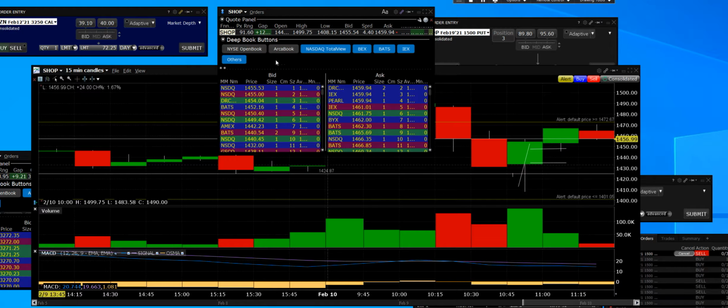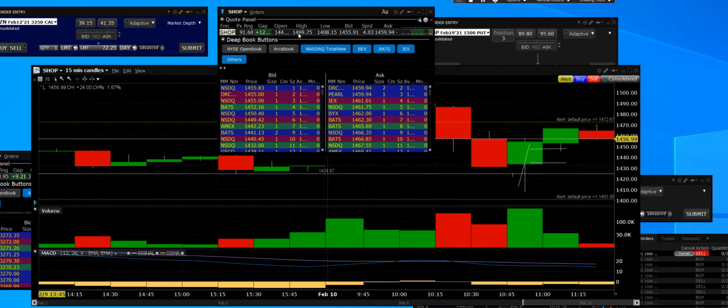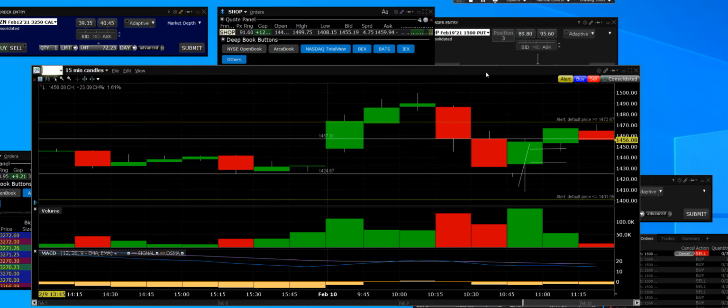Shopify (SHOP) exhausted high reversal on the open of 1499.75. Here is a 15-minute chart of that opening bell gap. We went straight up, parabolic. We were 100% overbought on the daily chart.